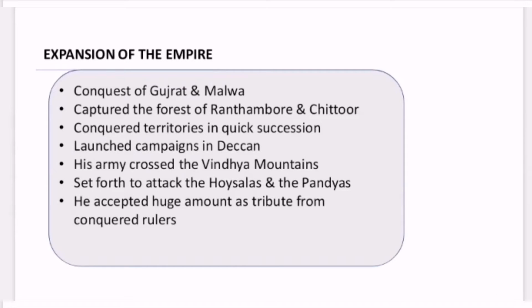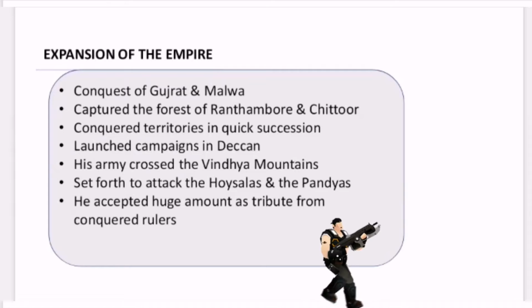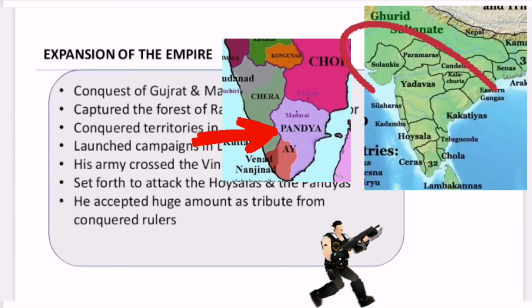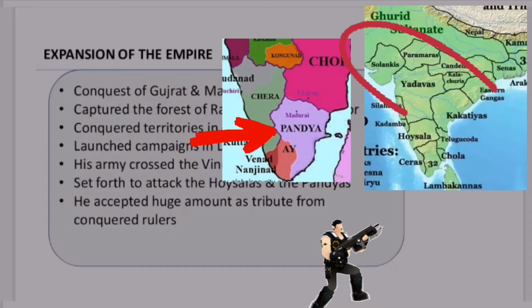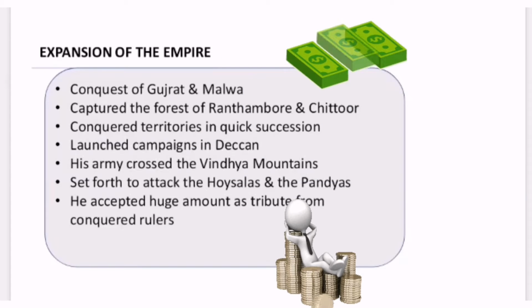Malik Gafur began his campaign in Devagiri. There he defeated the Yadavas. He defeated several kingdoms in the south, including the Hoysalas and the Pandyas. The Sultan accepted a huge amount as tribute from the conquered rulers.